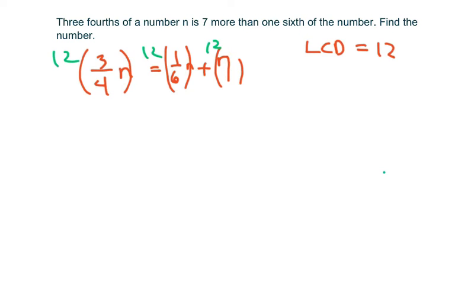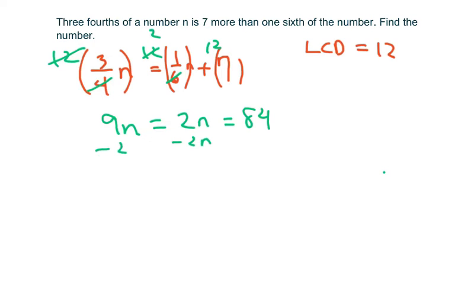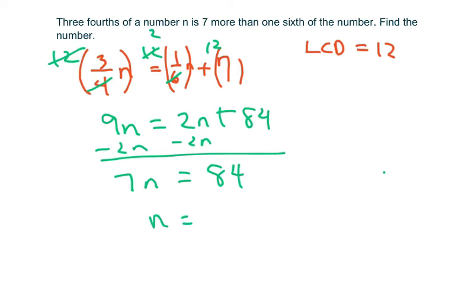So we have 4 goes into 12 3 times, so that's 9n. 6 goes into 12 2 times, so that's 2n plus 84. I subtract 2n from both sides, so I get 7n. This should have been plus. 7n equals 84. So again, n equals 12.